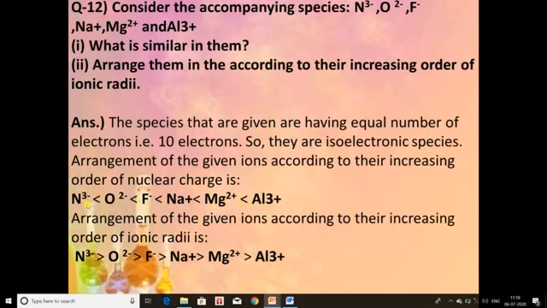A negatively charged ion has less force of attraction between the nucleus and the outermost electron. Why? Because here there are 3 extra electrons, and the number of protons is the same. So there will be less force of attraction, that means less nuclear charge. If there is less nuclear charge, the ionic radii will be more. So this is the order, the increasing order of ionic radii.